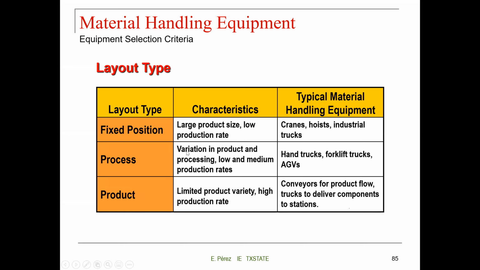The layout type, based on the equipment. Layout types: fixed position, process, and product. We discussed this already. If you're in a fixed position, then the typical material handling equipment are cranes, hoists, and industrial trucks. If it is a process layout type, then hand trucks, forklift trucks, and AGVs. If you have a product layout type, then conveyors for product flow, and trucks to deliver the components to stations.